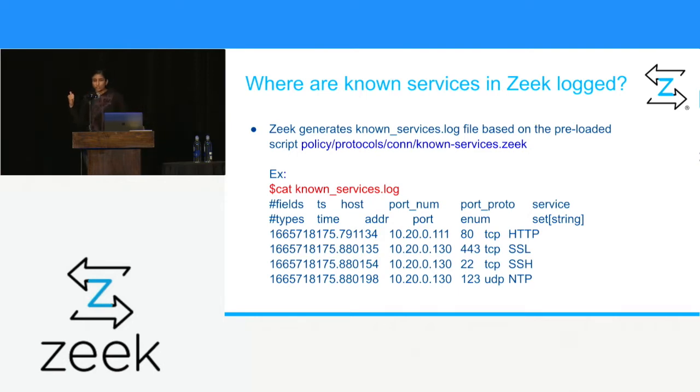As you can see on the screen, that is the snippet of the knownservices.log file. It has five columns. The first one is, of course, the timestamp. The second one is the host IP or the server IP it has seen on your network. The third one is the port on which it has seen the communication happening. The fourth one is the transport protocol. And then the last column is the service that actually is known to Zeek. So that is pretty standard. If you have been looking into your logs, you would see that pretty often.